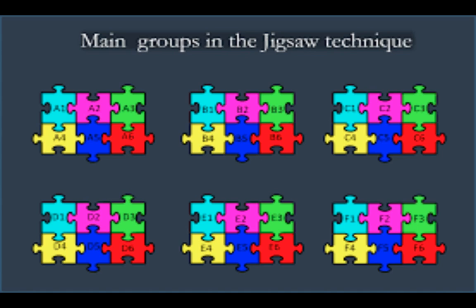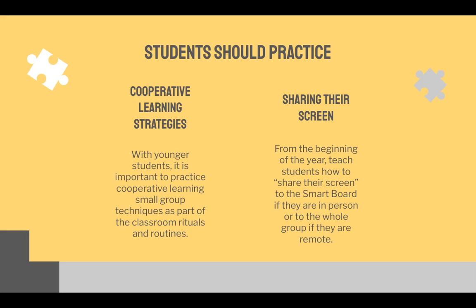So we are back in our home groups in order to share our expert group information. With younger students, it is important to practice cooperative learning small group techniques as part of the classroom's rituals and routines. Something like a jigsaw, which is the cooperative learning strategy that I adopted as a best practice in my classroom, I did introduce in the beginning of the year.